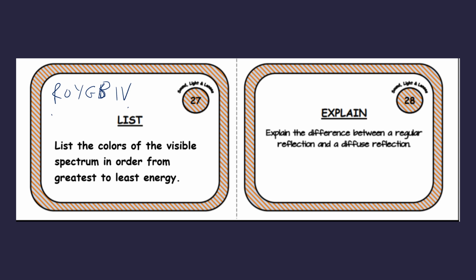All right. So the difference between regular reflection and diffuse reflection. So regular reflection is just going to be one angle, whereas diffuse reflection, you're going to have several angles. Again, it still follows the law of reflection, but you have several angles that are happening because the surface is not completely flat.